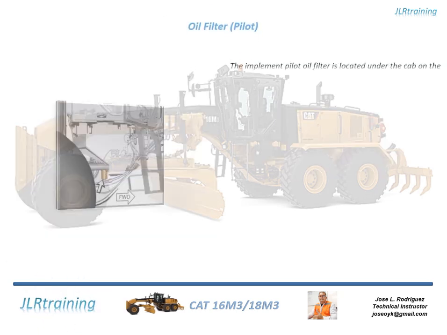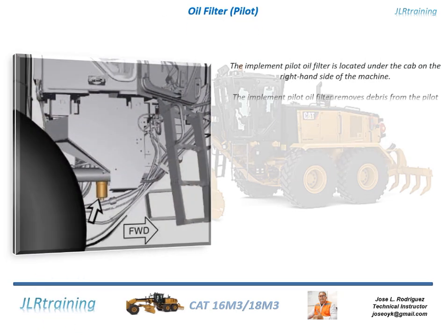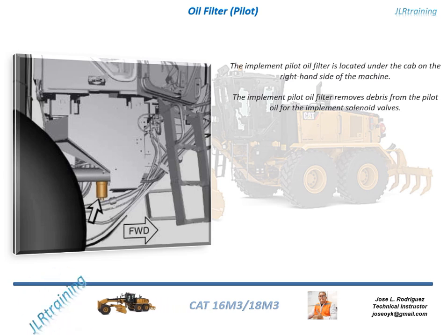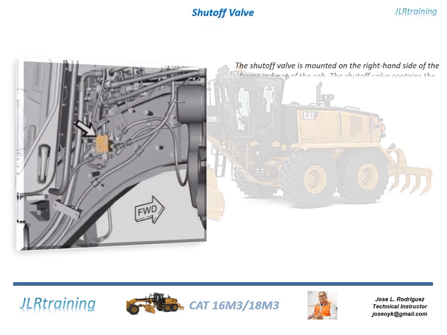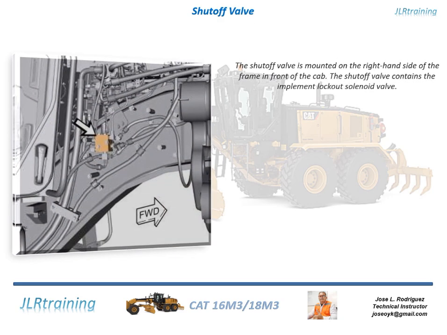Oil filter, pilot. The implement pilot oil filter is located under the cab on the right-hand side of the machine. The implement pilot oil filter removes debris from the pilot oil for the implement solenoid valves. Shutoff valve. The shutoff valve is mounted on the right-hand side of the frame in front of the cab. The shutoff valve contains the implement lockout solenoid valve.